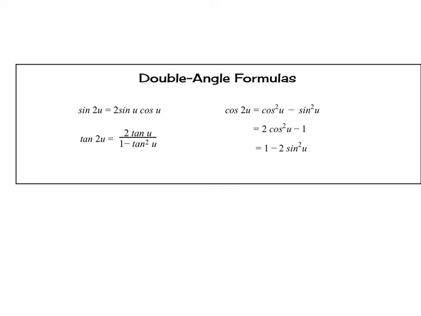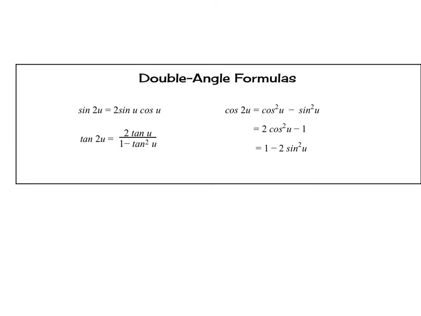Cosine of 2u, there's a couple ways to rewrite that. But first of all, it's cosine squared of u minus sine squared of u. Then you can get 2 cosine squared of u minus 1, just using the Pythagorean identity, right? If you change this to 1 minus cosine squared of u, you can see how that can happen. And then 1 minus 2 sine squared of u, the same thing, right? So just using Pythagorean identities to get these other two. Then we have tangent of 2u equals 2 tangent of u over 1 minus tangent squared of u.